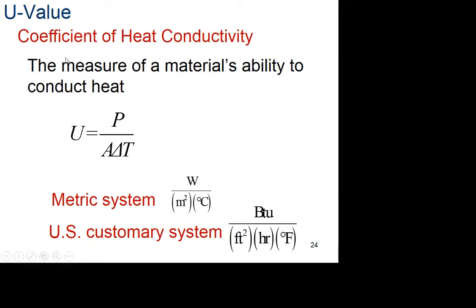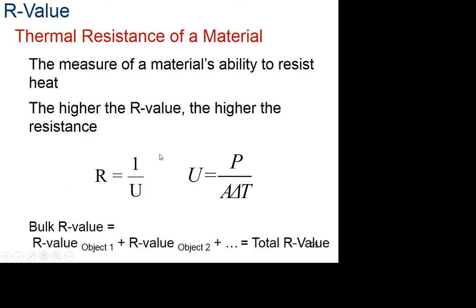So the whole reason why we're doing this is to learn about what makes a good insulator and what doesn't. So we measure that by measuring something called the U value, which is how well something allows heat to pass through. So the U value can be calculated by taking the power and dividing by the area and the time that it takes for that to happen. The opposite of the U value is the R value. It's the thermal resistance to energy flow. So if you know the U value, then you can just take 1 over U to give you the R value.